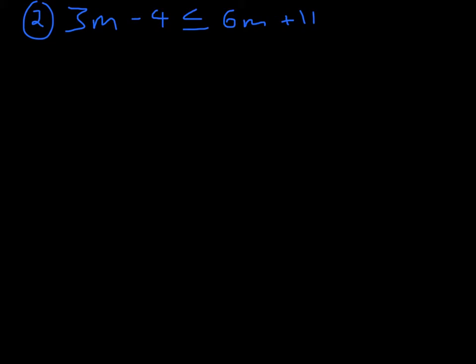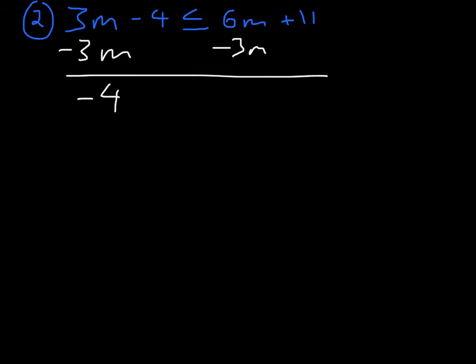Okay, number 2 says 3m minus 4 is less than or equal to 6m plus 11. Okay, so the first thing you want to do is subtract 3m from both sides. Okay, again, our 6 is bigger, so this will give us a positive number. We'll have negative 4 on this side is less than or equal to, our sign doesn't change. 6m minus 3m is 3m plus 11.